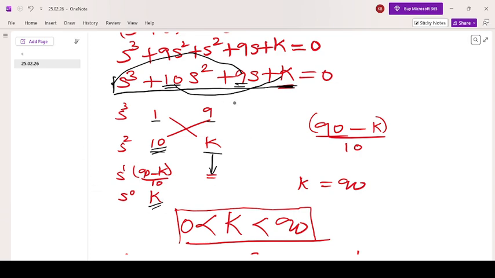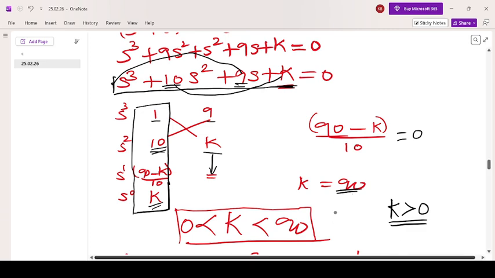In this Routh array, it is given that the system is stable. If the system is stable, then all the elements in the first column must be positive. There should not be any sign changes. If all the first column elements are positive, then k value should be greater than 0. So this is the lower limit. In order to find the upper limit, you equate this (90 minus k) divided by 10 equal to 0. If you equate it, you will be getting k is equal to 90. So k is equal to 90 is the critical value.